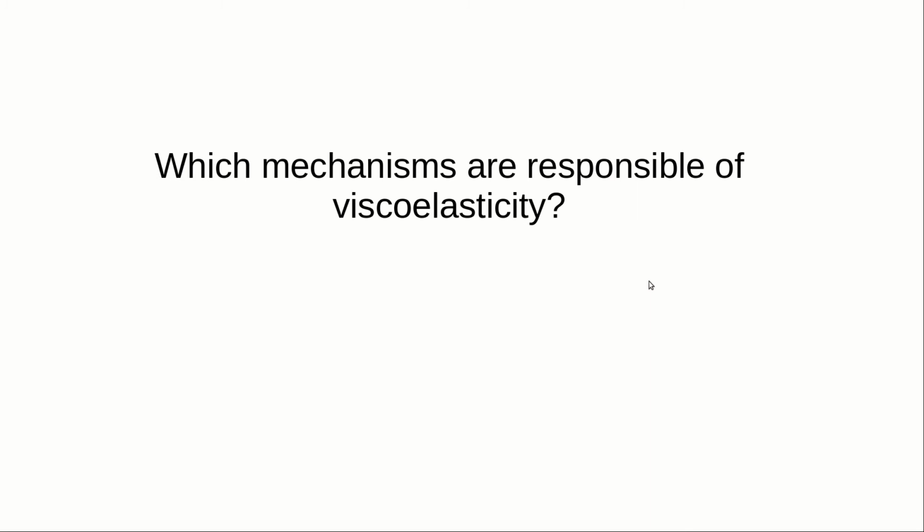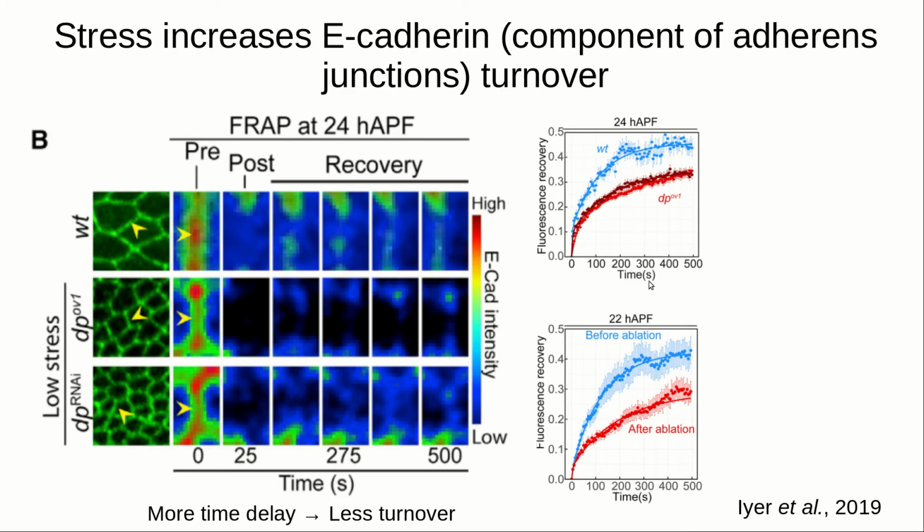So which molecular mechanisms are responsible for this viscoelasticity? Well, it was already known that E-cadherin, which is an element of adherens junctions, which we already mentioned, has a turnover in cell junctions that is modified under tension. So they built a reporter of E-cadherin, tagging E-cadherin with GFP, and they performed FRAP assays, which are assays based on the phenomenon of photobleaching.